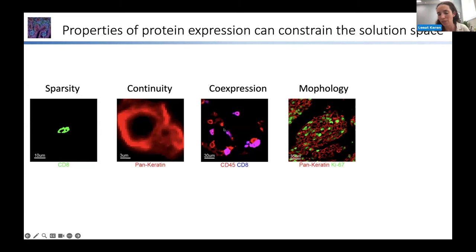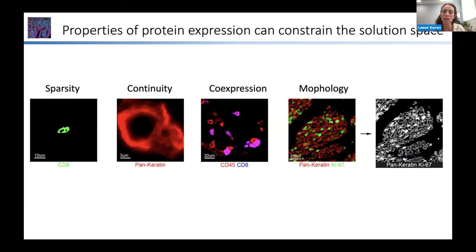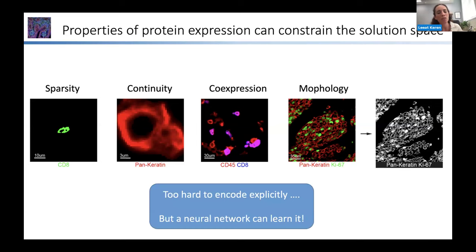Here I'm showing you a staining of two proteins. One is Ki67, which is a nuclear protein, and the other is pankeratin, which is expressed in the cytosol and in the membrane. You can really appreciate how different these stains look, to the extent that if we put them together on a grayscale image and showed this to a biologist or a pathologist, they could easily tell us which stain belongs to Ki67 and which to pankeratin. But the problem with all of these constraints is that they're very difficult to encode explicitly. However, neural networks can learn these.